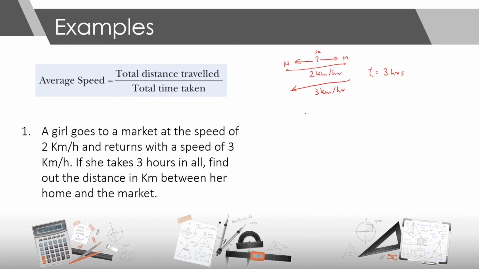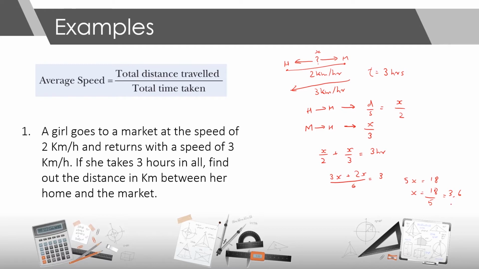So the time she will take while moving from her home to the market is d by s, that is distance is x and the speed is 2 kilometers per hour. Now when she is moving from market to home, the time that she will take is distance x divided by speed 3. Now we know that in this whole journey she took 3 hours. So x by 2 plus x by 3 is 3 hours. Now we just have to solve this equation to find out the value of x. So 3x plus 2x divided by 6 is equal to 3. And this comes out to be 18 by 5. So x is 3.6.